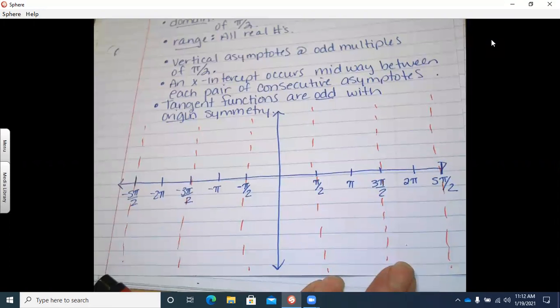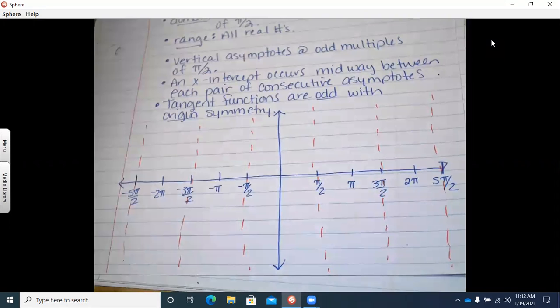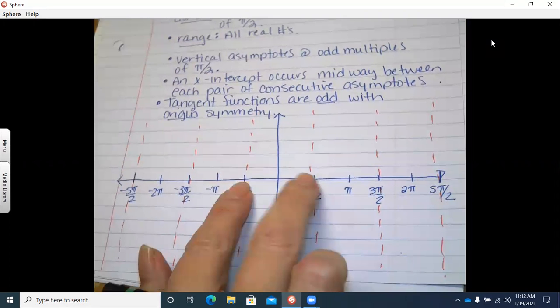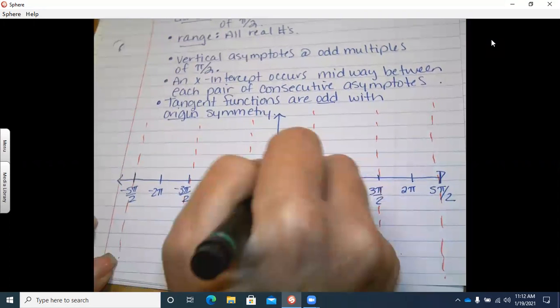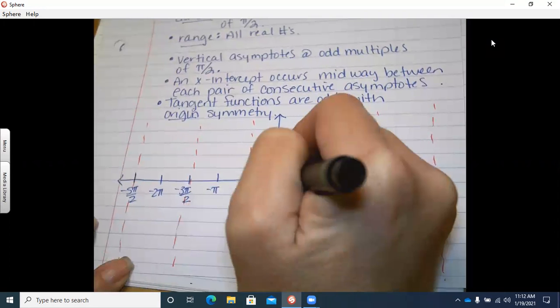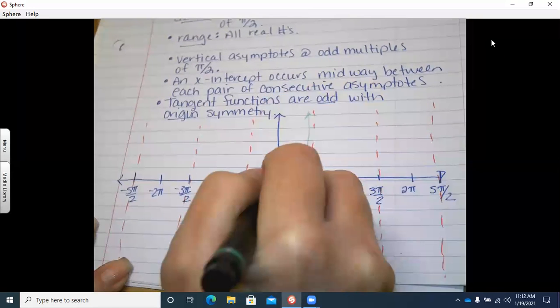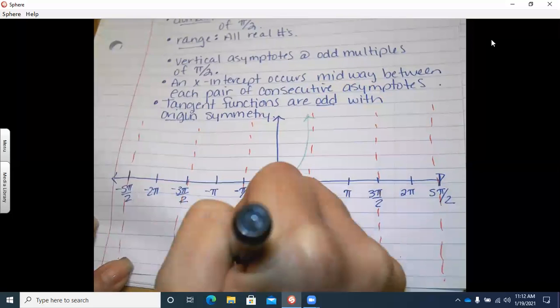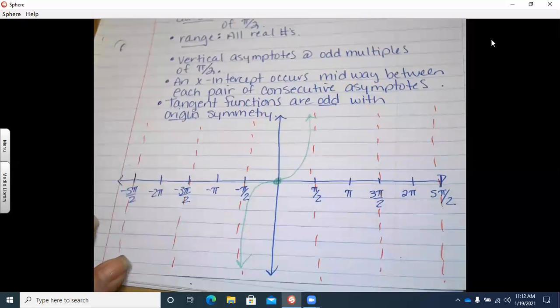So your graph crosses the x-axis midway between each consecutive pair of asymptotes. We've got two asymptotes here, and the graph is going to cross in the middle. The right side is going to increase slowly and then go up rapidly as it approaches the asymptote. The left side will decrease slowly and then rapidly as it approaches the asymptote. You need a different color because that's not very bright.